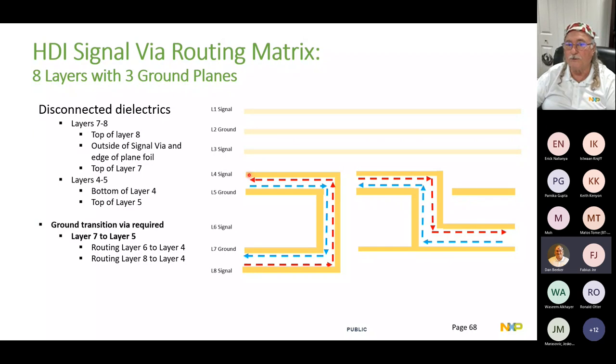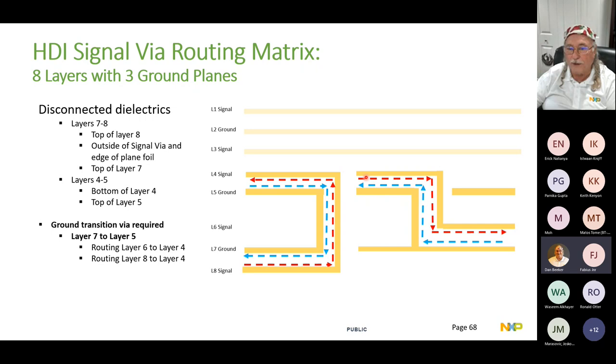And here we're going, I want to go from layer 4 to layer 8. So the energy is traveling in the space between 4 and 5. I need to get to the space between 7 and 8. So I have to not just connect the signal, and these are simulated HDI stacks. I have to connect the ground as well and keep this space open.